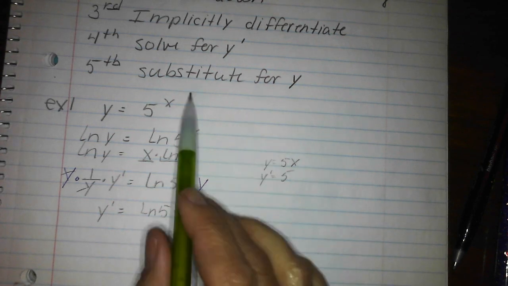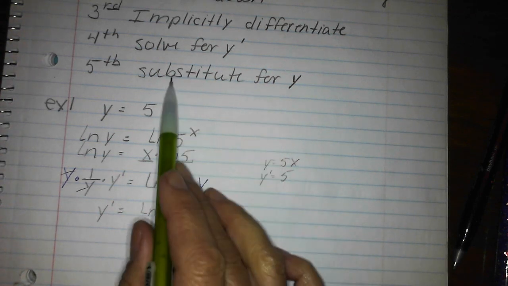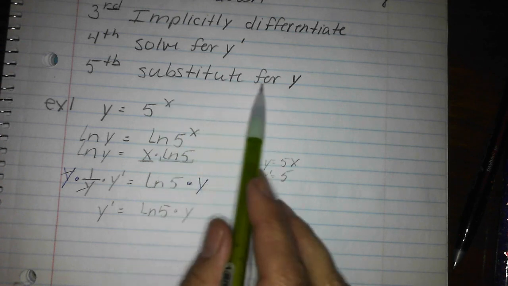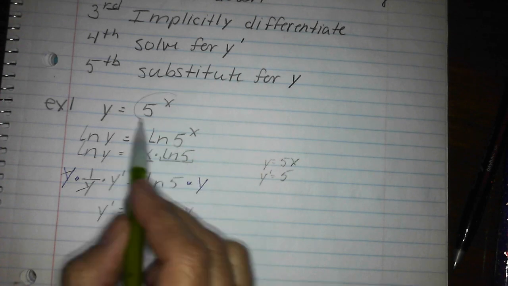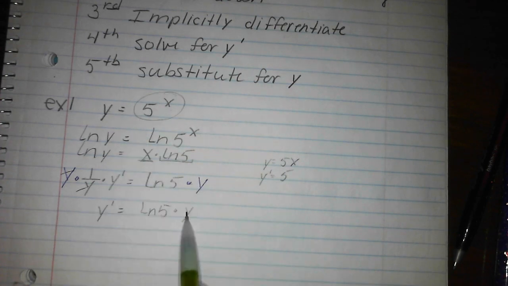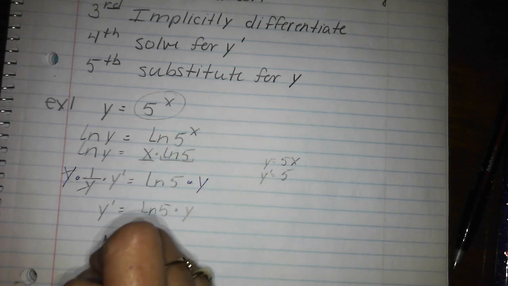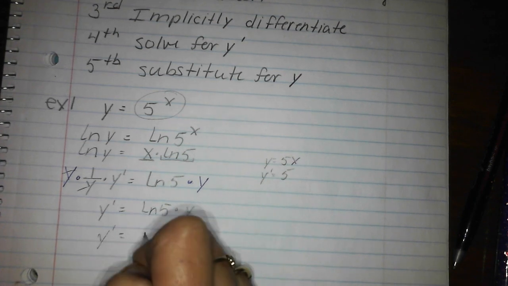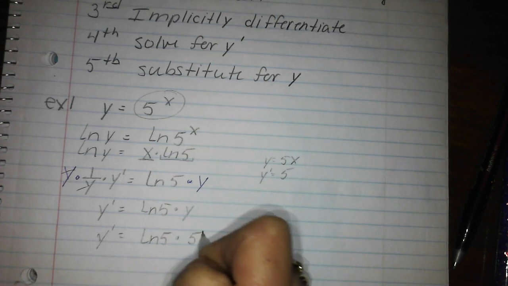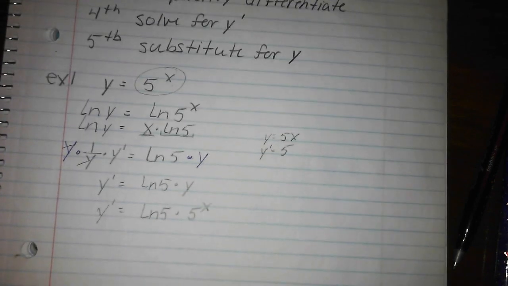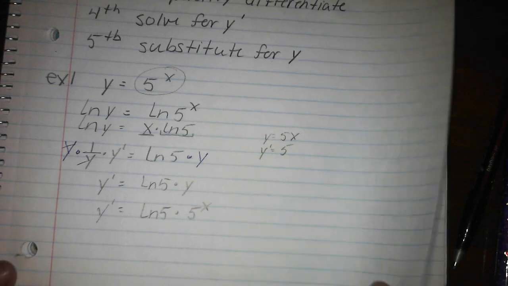And we want the derivative in terms of x. So that's why I'm saying on this last step, substitute for y. Well, what is y? y is 5 to the x. So now we can substitute 5 to the x for the y and get our derivative back in terms of x. Done. So nothing too terrible there. Take a look at the next one.